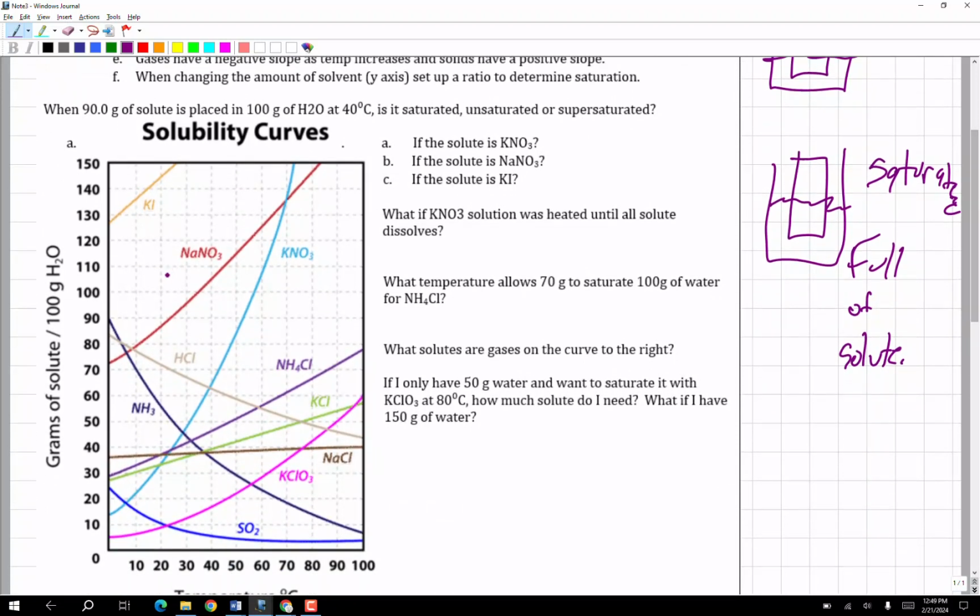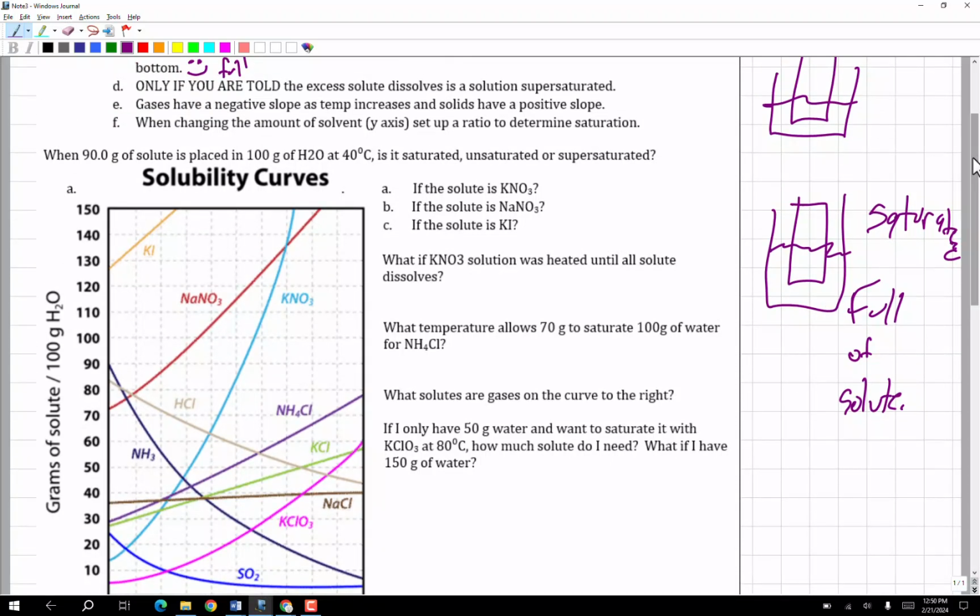Gases have a negative slope as the temperature increases, and solids have a positive slope. Just to show this quickly, this is a solid as it goes up, and NH3 is a gas because it's going down. SO2 is a gas because it's going down. Okay, I'm going to erase those. When changing the amount of solvent, notice this is out of 100 grams, so set up a ratio to determine the saturation.